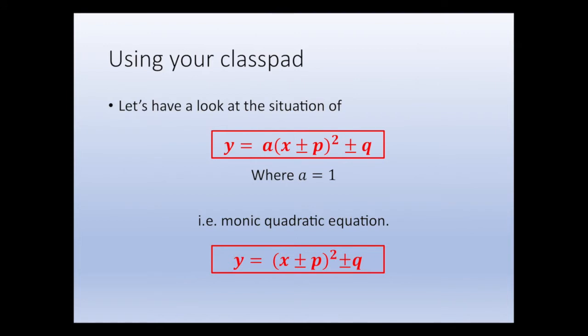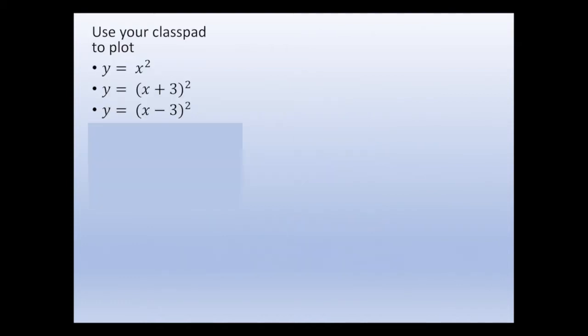Alright, now, I want you to use your ClassPad. Let's have a look at the situation of the general turning point form when a equals 1, which is the monic quadratic equation. Just remember, a is actually just a dilation factor, whether you make the parabola larger or smaller. Alright, let's get your ClassPad out. Plot y equals x squared, y equals (x plus 3) squared, and y equals (x minus 3) squared.